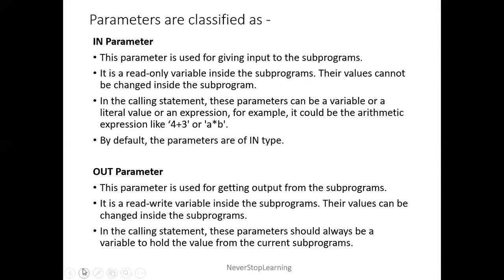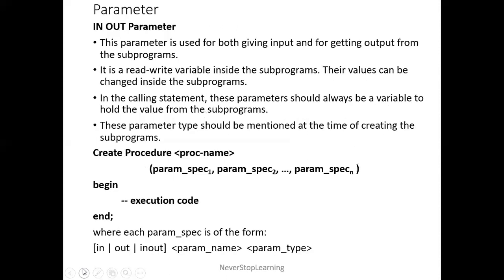So whenever in the calling statement it is an out parameter, that means the subprogram or the function is going to send us the value. So the place where we are calling that particular procedure, this parameter should always be a variable which will hold the value coming from the subprogram.